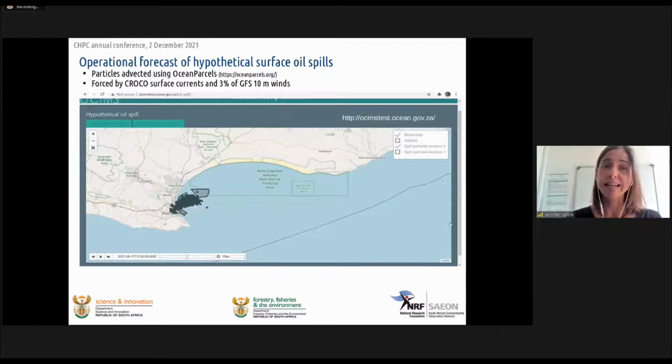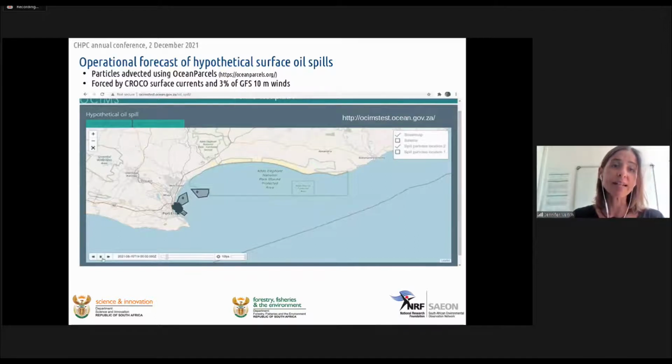It doesn't contain any oil weathering in it, but the idea is that this particle tracking coupling will provide stakeholders within Algoa Bay a little bit of information in the case of an oil spill. If they need to decide where they should go first in order to mitigate the impacts of an oil spill, this will hopefully help them more easily.